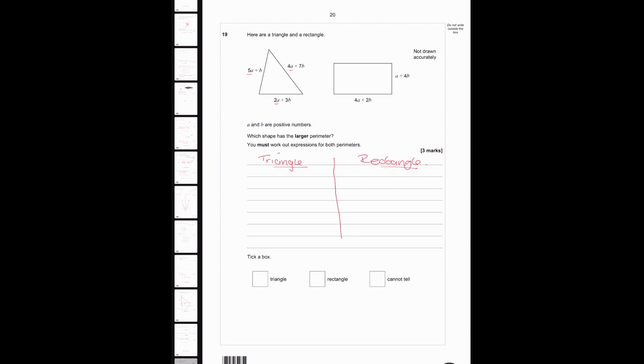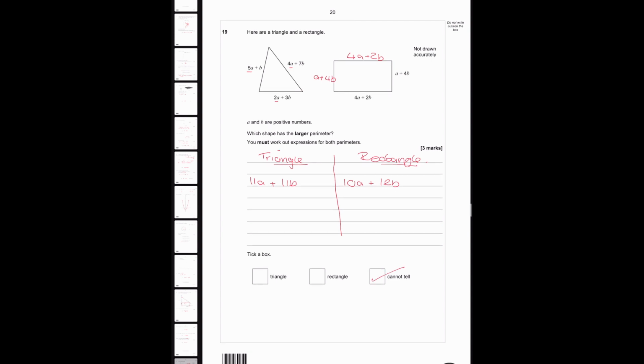Adding all the sides on the triangle, we got 5a plus 4a plus 2a, which means we've got 5 plus 4 plus 2, which is 11, so 11a, plus 1b plus 7b plus 1b, which is 11b, giving us 11a plus 11b. For the rectangle, we need to fill in a bit of extra information. We got 4a plus 2b on top and a plus 4b at the side. Working out the number of a's, we have a plus 4a plus a plus 4a, which is 10a, plus 2b and 2b plus 4b, which is 12b. Since both of the numbers in front of the letters for both the triangle and the rectangle are positive, that means we cannot actually tell which one is larger.